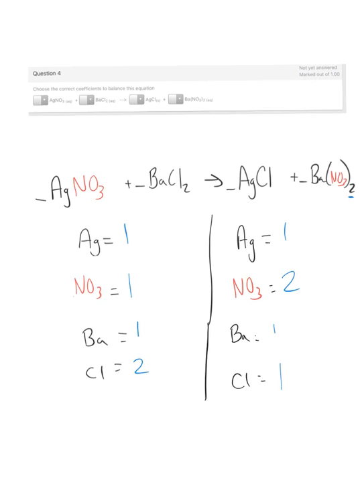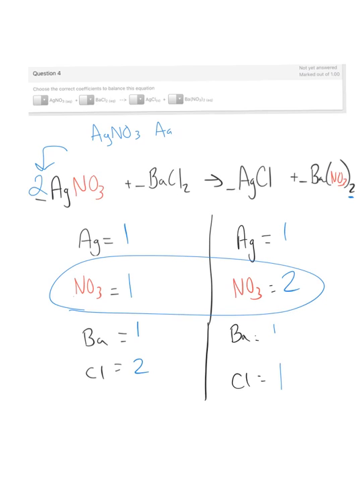So why don't we start with the NO3? On this side we have 2, on this side we have 1. So what number can I put here to make the NO3s also 2? I'm going to put here a 2. So this 2 means I have AgNO3 2 times. It means I will have 2 Ag and 2 NO3. So I'm going to change this to 2 and I'm going to change this to 2. Okay, now I've balanced the NO3s.